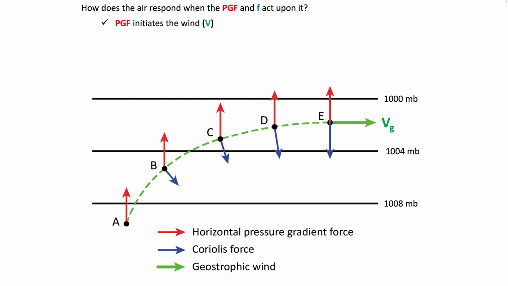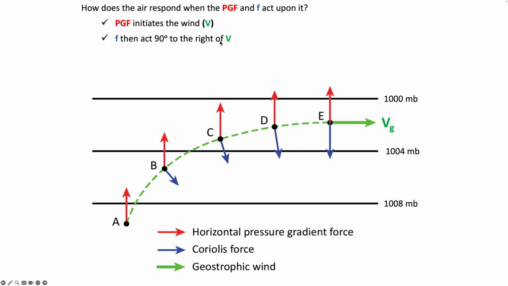Now, once the wind begins to blow, the Coriolis force will immediately come into play and it'll act 90 degrees to the right of the wind. If you take a look at point B, our wind is directed with these green dashed lines. You can see our wind is basically southwest to northeast here, and our Coriolis force vector, or arrow, is directed 90 degrees to the right. So as long as we have a wind, the Coriolis force will always act 90 degrees to the right of that wind.